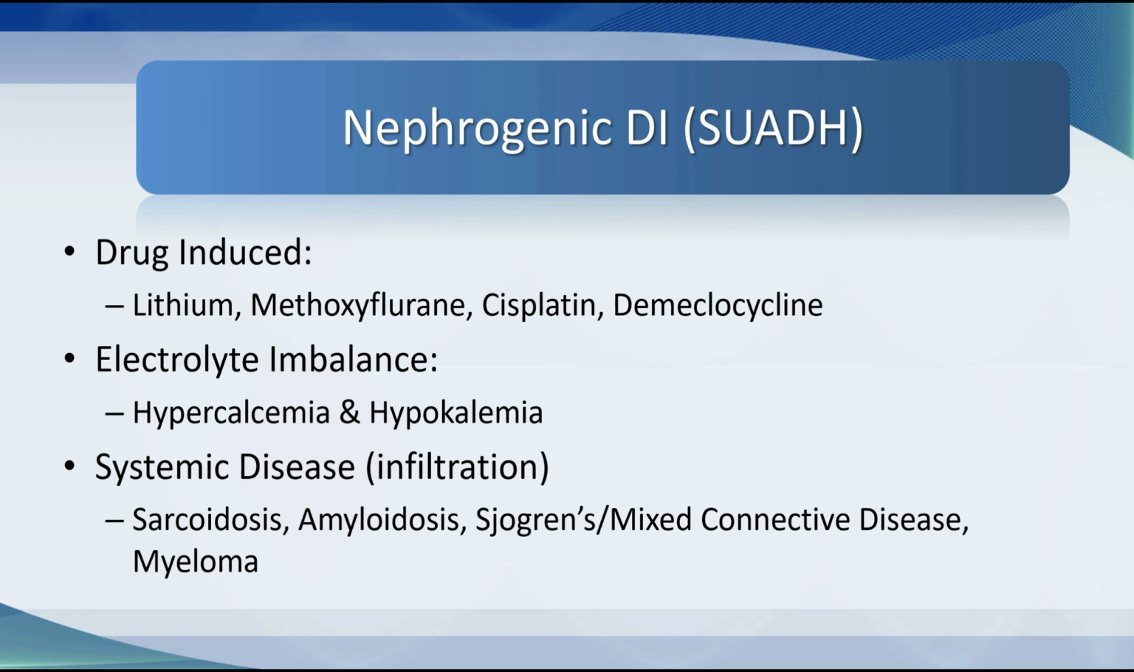In the tutorial on SIADH, I mentioned that this can be used to induce a nephrogenic DI in a patient who is maintaining a very high volume status due to inappropriate antidiuresis. It's also seen in electrolyte imbalance, hypercalcemia and hypokalemia due to anomalies that these electrolyte abnormalities cause in aquaporin channels. And it's sometimes seen in some systemic diseases such as sarcoidosis, amyloidosis, mixed connective tissue diseases, and myeloma.